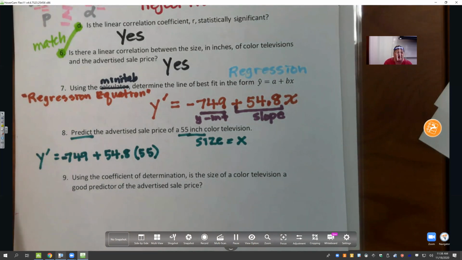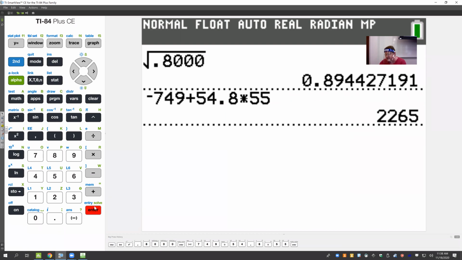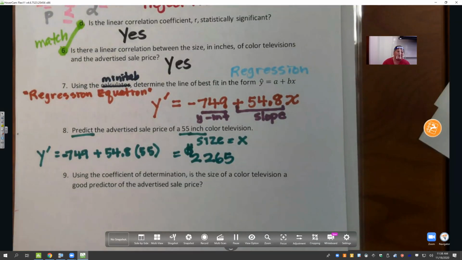So we go out to our calculator, and I'm going to type negative 749 plus 54.8 times the 55 inches, and we enter. And we get a value of $2,265. That would be our prediction. Straight, flat out, plug and chug, basic algebra.